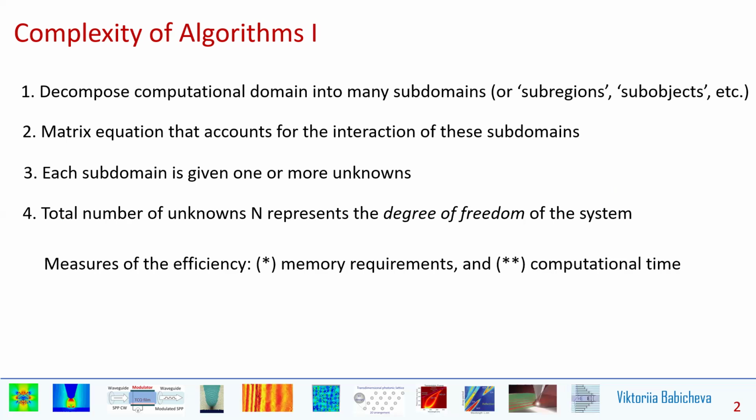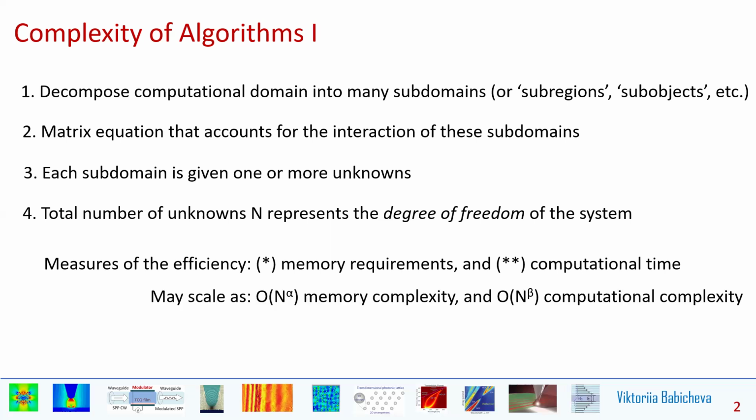The two most important measures of the efficiency of a numerical method are the memory requirement and the computational time. Ideally, both of them should be small. For example, to store the unknowns in the system and the relevant matrix elements, a computer's random access memory must be used efficiently. Solving the matrix equation requires computational resources such as CPU time.